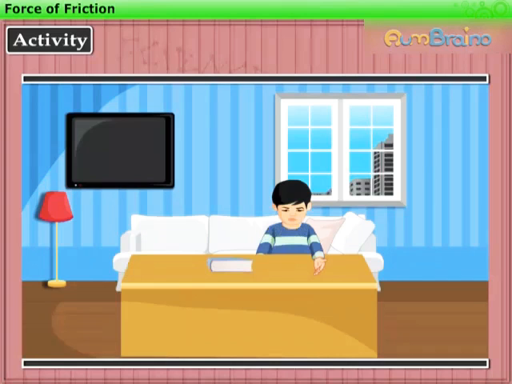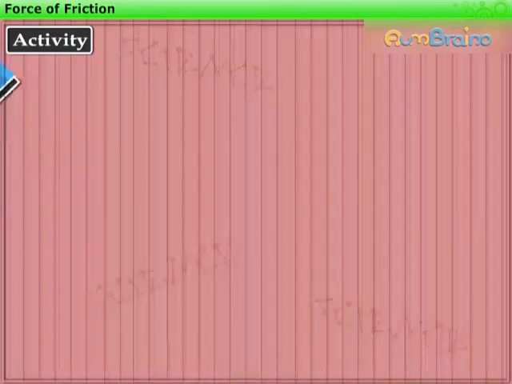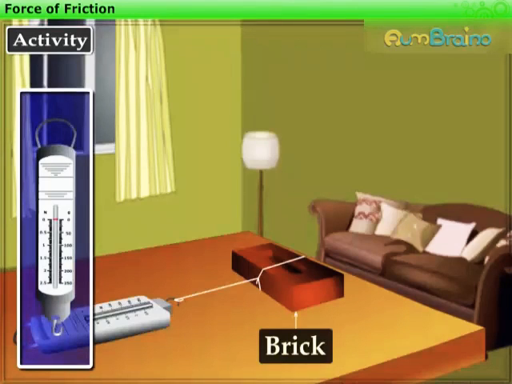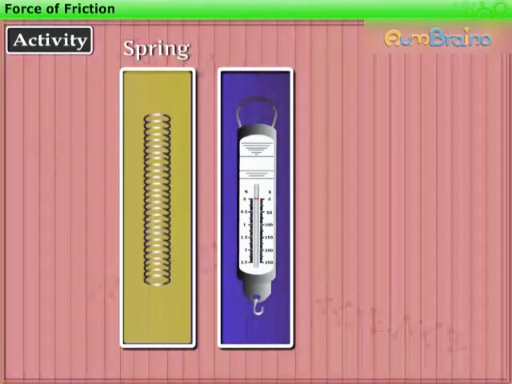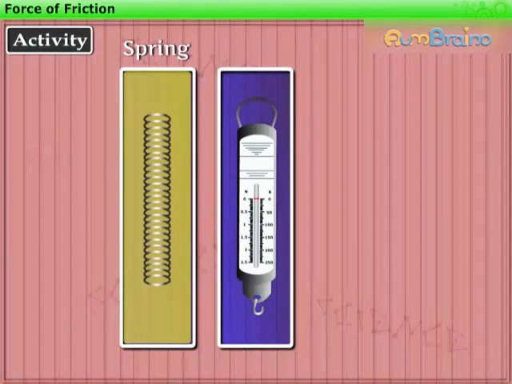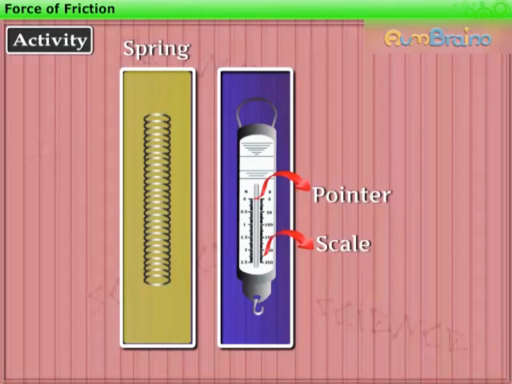But the force of friction is not the same for all surfaces. Let us find out. Take a spring balance and a brick tied with a string around it, as shown. The spring balance consists of a coiled spring, which gets stretched when a force is applied on it. The stretching of the spring is measured by a pointer moving on a graduated scale. This reading on the scale gives the magnitude of force.